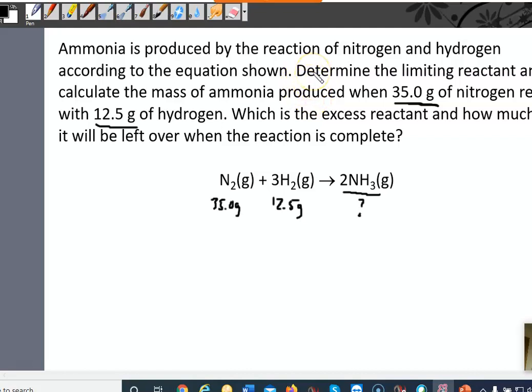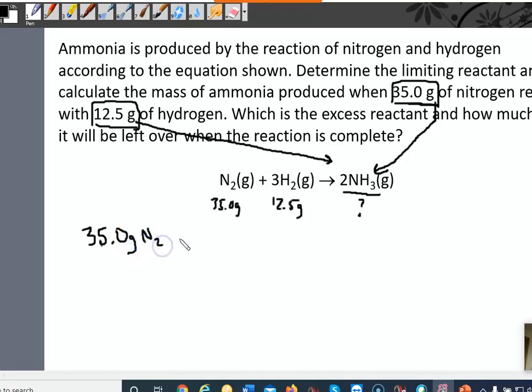The way that I do these is I basically do 2 problems like how we did in the previous examples. I take my 35.0 grams of nitrogen and figure out how much ammonia is produced out of that. Then I take the 12.5 grams of hydrogen and do the same thing. I figure out how much ammonia is formed. Whichever one gives me the least amount, that's the answer. I'll show you. I do it a little differently than what the book does because I think this way saves you time, and you don't have to think as much either.